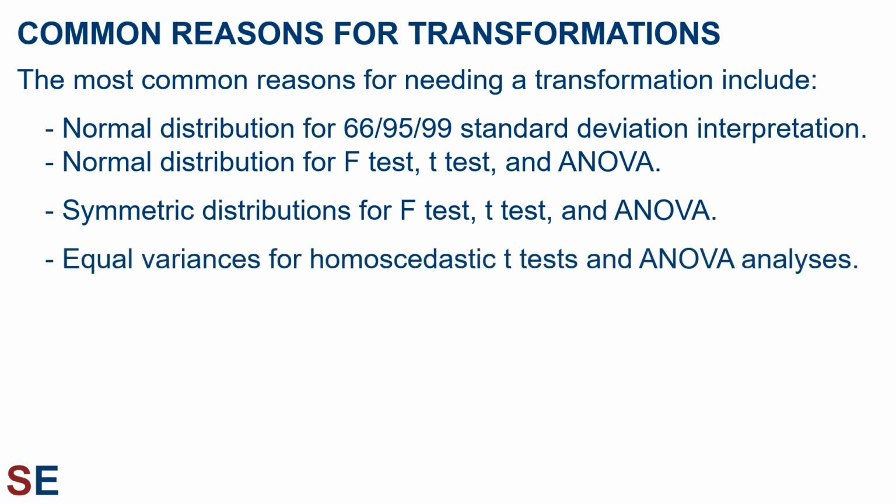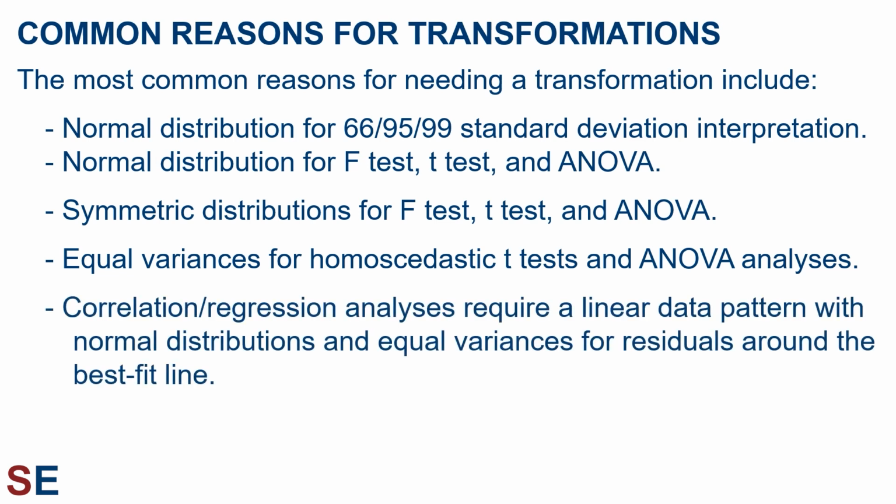Equal variances are a requirement for homoscedastic t-tests and ANOVA analyses. If the variances aren't equal for two samples, we do have the option of a heteroscedastic t-test, but there is no direct analog of the ANOVA for heteroscedastic data, and a much less powerful technique like the Kruskal-Wallis test has to be used instead.